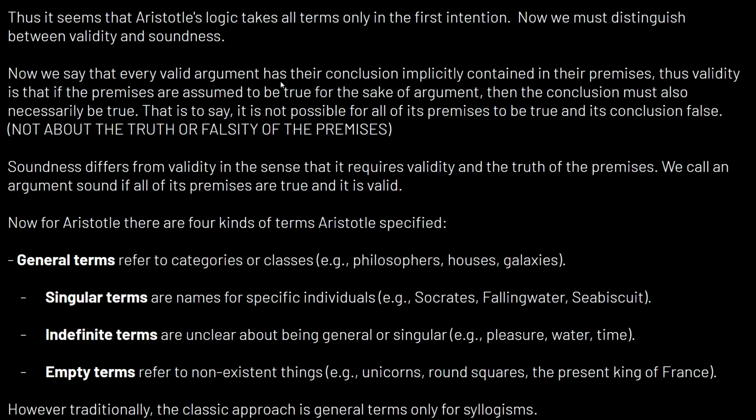So thus it seems that Aristotle's logic takes all terms only in the first intention. Because remember, when they compiled the Organon, I'm pretty sure there's a whole debate whether Aristotle actually wrote many of his works, but let's just assume that Aristotle wrote. So, when Aristotle was composing the Organon, or he actually didn't compose it, he just wrote all the logical works in it, and I guess it got composed later.